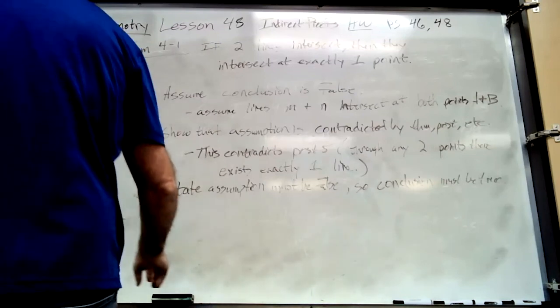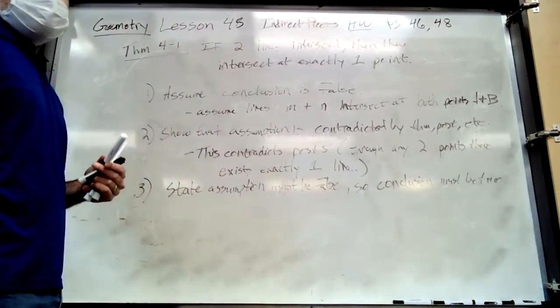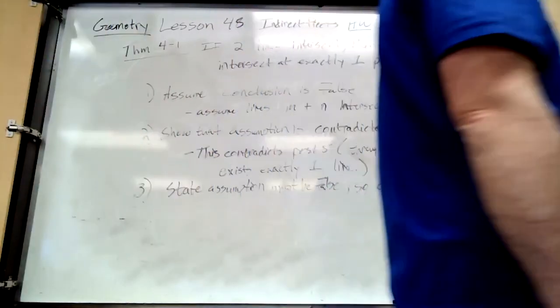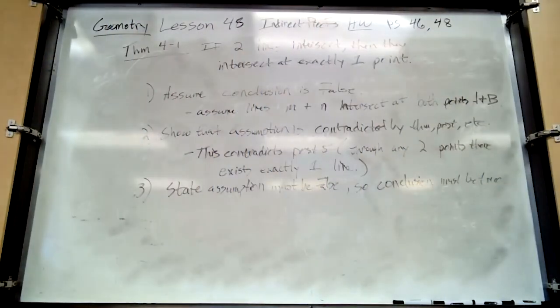So here is, let's do another one. Do you guys get these steps down? These are good steps. You can also find them in lesson 48. It lists the steps for you. So there's just 3 steps. Assume the conclusion is false. Show that the assumption is contradicted by another theorem or postulate or something. And then state the assumption must be false, so the conclusion must be true.